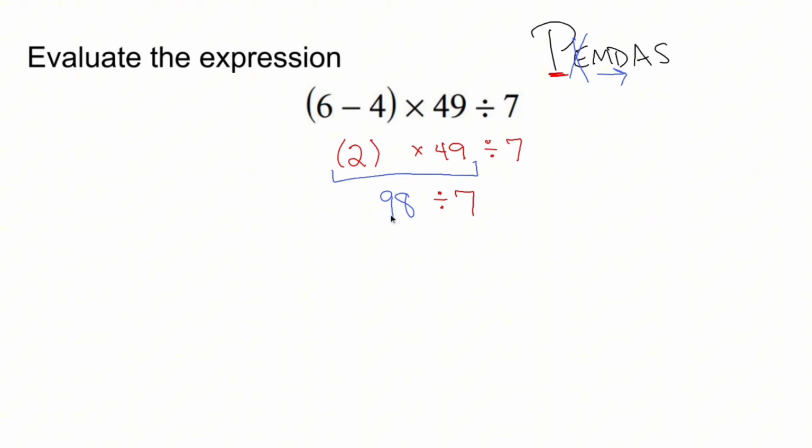Okay, 98 divided by 7 is 14. Took me a minute there, so I made a sound. But that's that. No addition or subtraction to worry about. Just a couple P's, a couple MD's, and we are D for done.